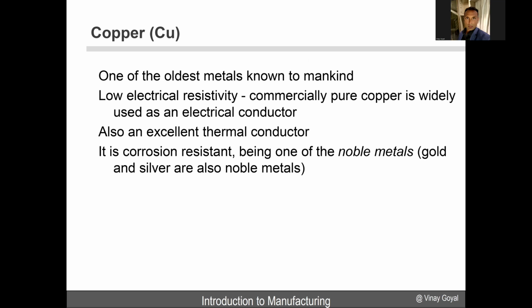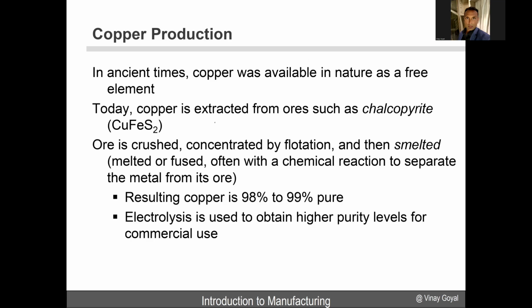Now, the thing about copper, which is used extensively in electronics, is its corrosion resistance. And because it's one of the noble metals, gold and silver are also known as noble metals. In ancient times, copper was available in nature. Today, copper is extracted from ores. This particular ore is crushed, concentrated by flotation, and then smelted. And what smelted means is you melt it or fuse it, and that often requires a chemical reaction that allows you to separate the metal from the ore.